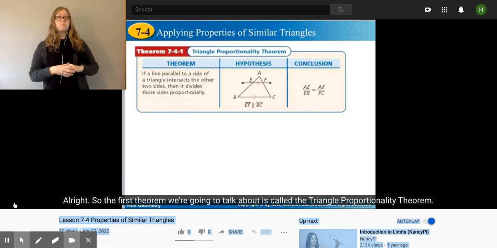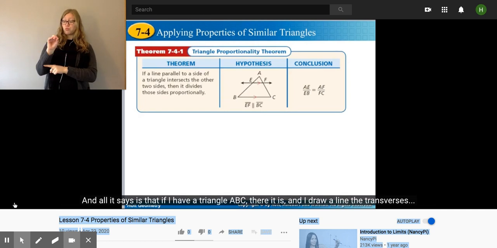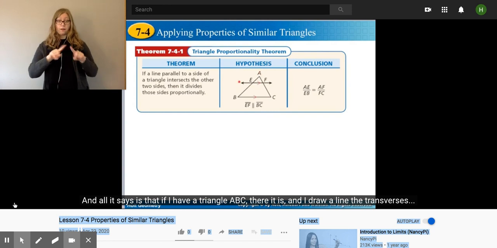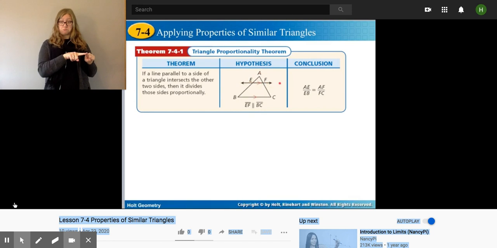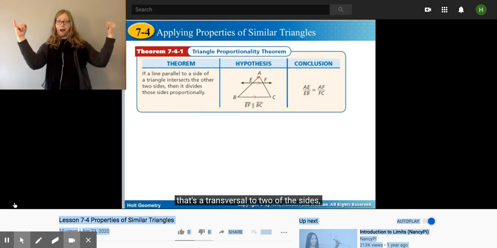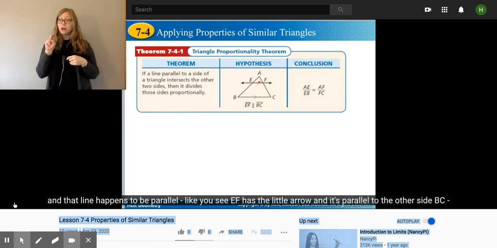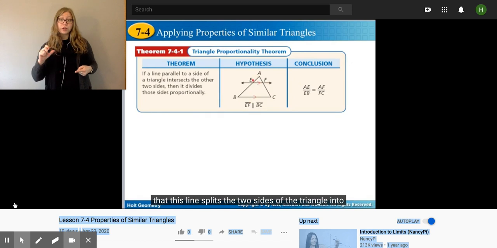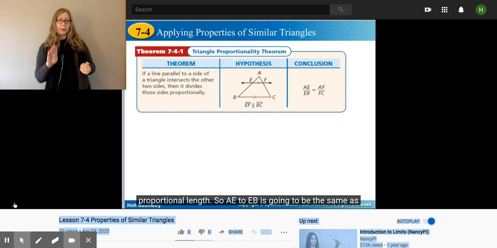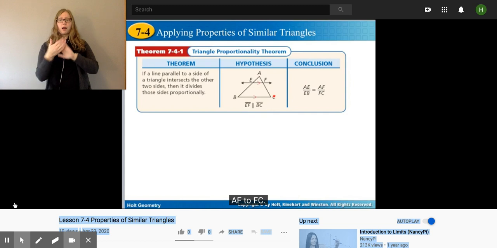All right, so the first theorem we're going to talk about is called the triangle proportionality theorem. All it says is that if I have a triangle ABC, there it is, and I draw a line that's a transversal to 2 of the sides, and that line happens to be parallel, like you can see EF has the little arrow, and it's parallel to the other side, BC, then this line splits the 2 sides of the triangle into proportional lengths. So AE to EB is going to be the same as AF to FC.